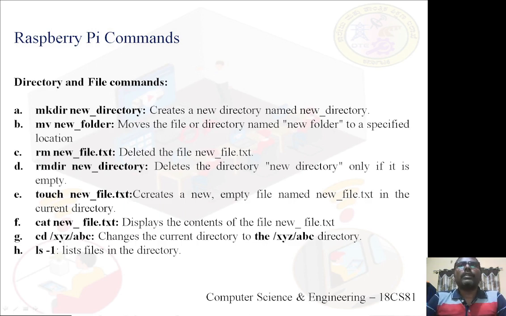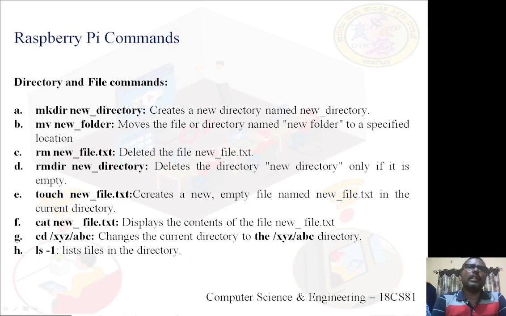If it has at least one file, the directory can't be removed. The touch command creates a new empty file in the current directory. Cat: there's some file already existing, and to view the contents of the file, say new_file.txt, I need to make use of the cat command. cd is similar to the DOS command cd, change directory.